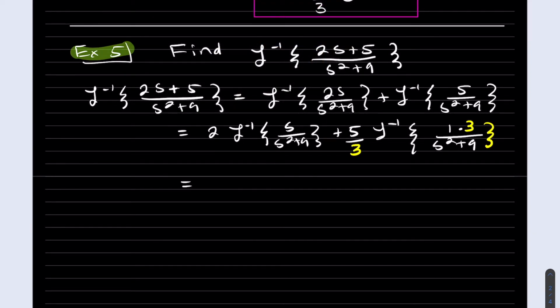And that will be 2 cosine of 3t, plus 5/3, and that one is the sine of 3t. Final answer.